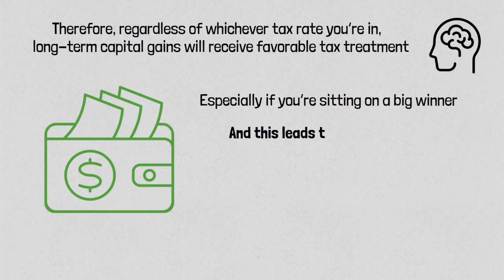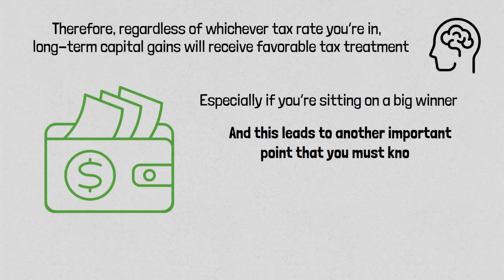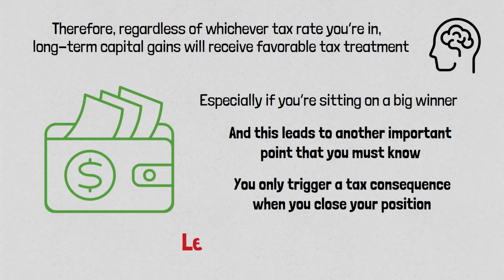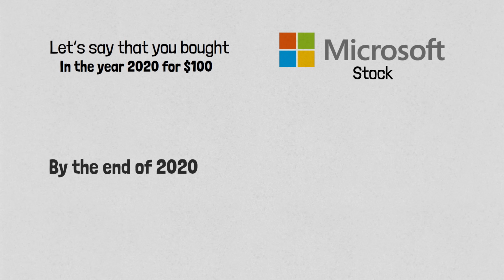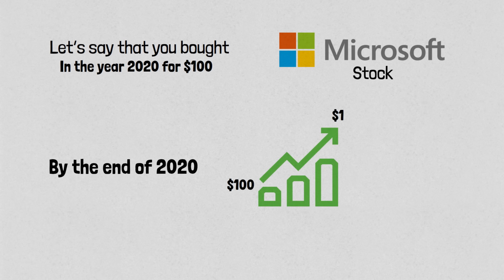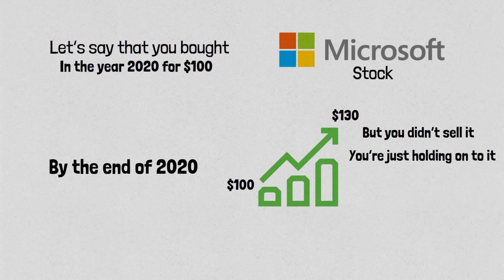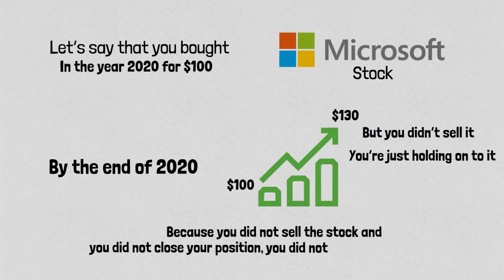And this leads to another important point that you must know. You only trigger a tax consequence when you close your position. So let me explain. Let's just say that you bought Microsoft stock in the year 2020 for $100. By the end of 2020, the stock goes up from $100 to $130. But you didn't sell it. You're just holding on to it. Because you did not sell the stock and you did not close your position, you did not trigger a tax liability.